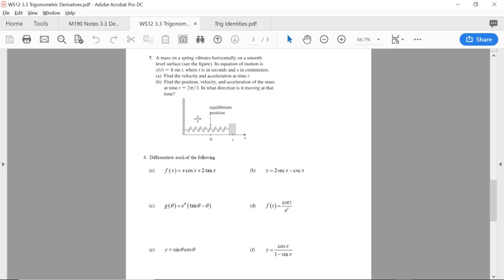Okay. So we have an application here involving calculus, right? We're given a function that tells us the position of an object, a mass, and asked to find the velocity and the acceleration. That is, in other words, find the first derivative and the second derivative of this function with respect to time. The input variable t right here is measured in seconds.